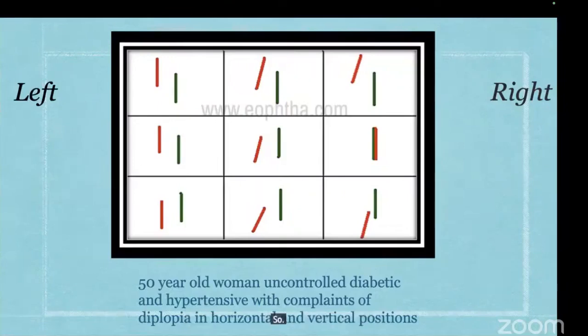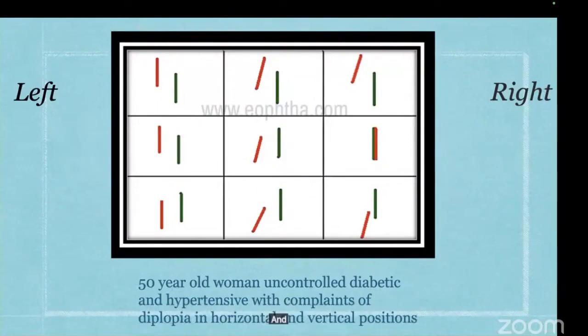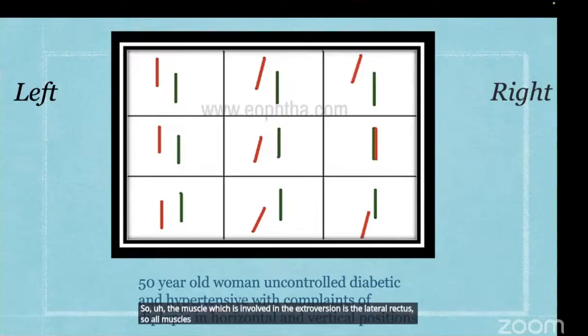So here there is vertical and also horizontal separation of the images with also a torsional component which can be observed here. And basically the separation in all positions of gaze except in dextroversion. So the muscle which is involved in dextroversion is the lateral rectus. So all muscles except the lateral rectus can be seen involved here.